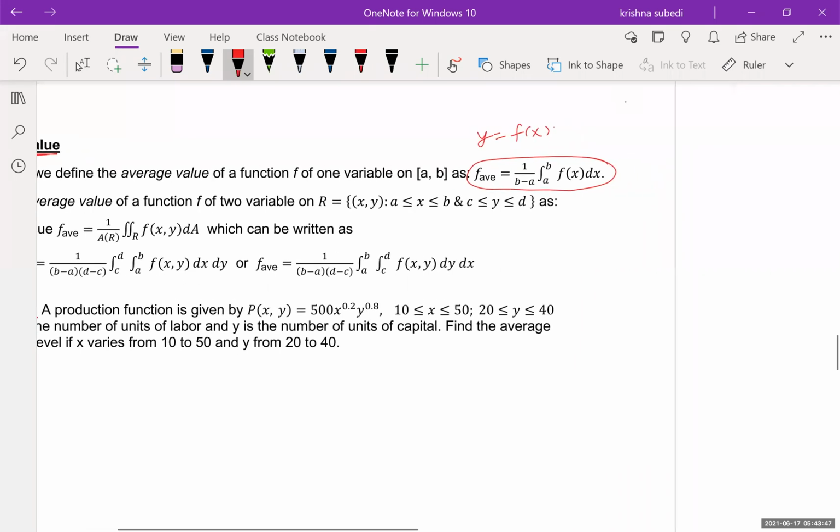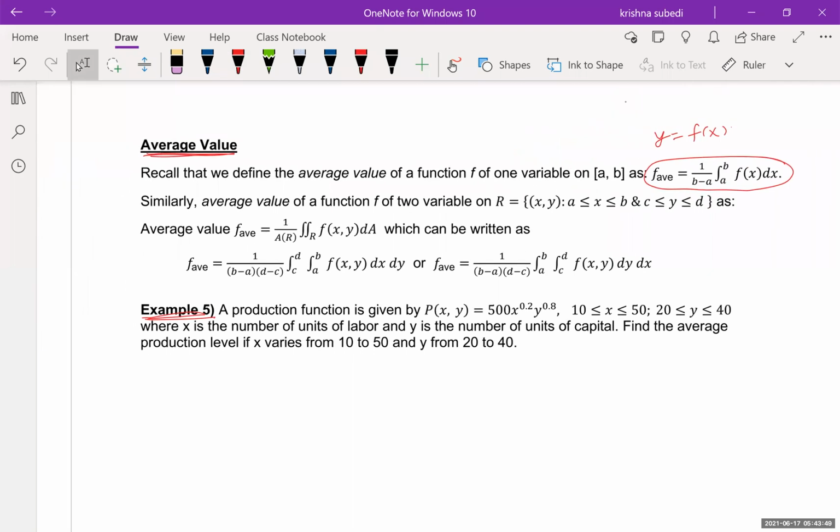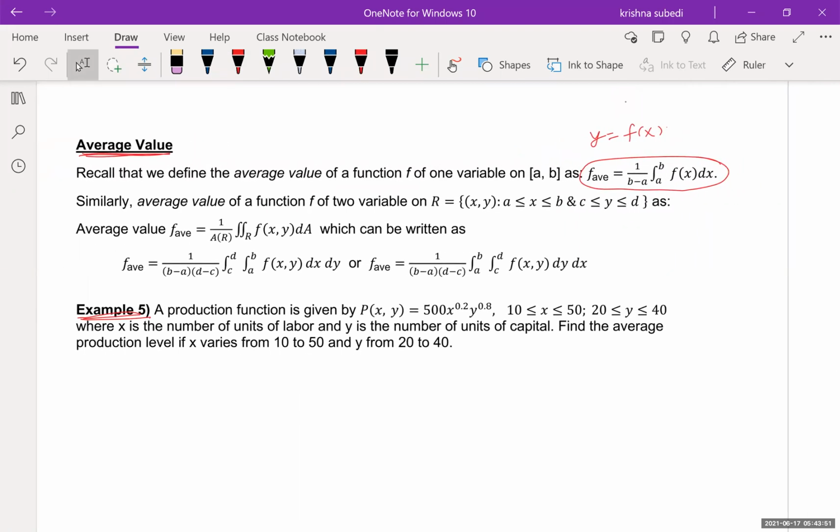Now, when we have a function of two variables, we can extend this idea, 1 over b minus a. Let us suppose that in this case the region of integration is from a to b and c to d. x between a and b, y between c and d. Then we can extend this formula.